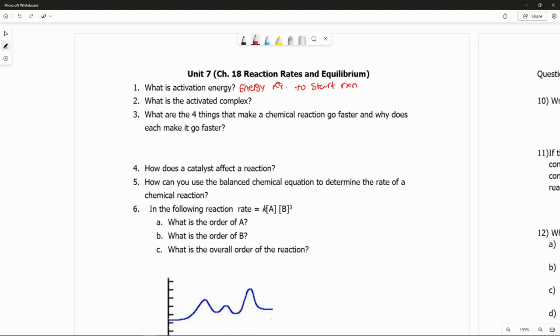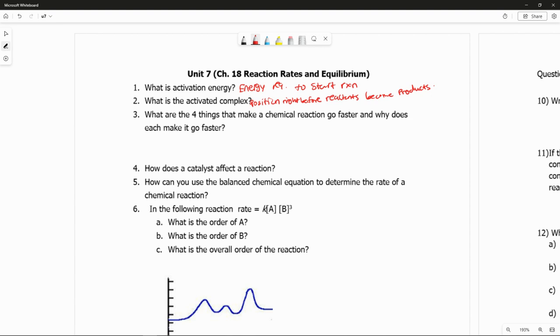Number 2. What is the activated complex? It is the position right before your reactants become products.